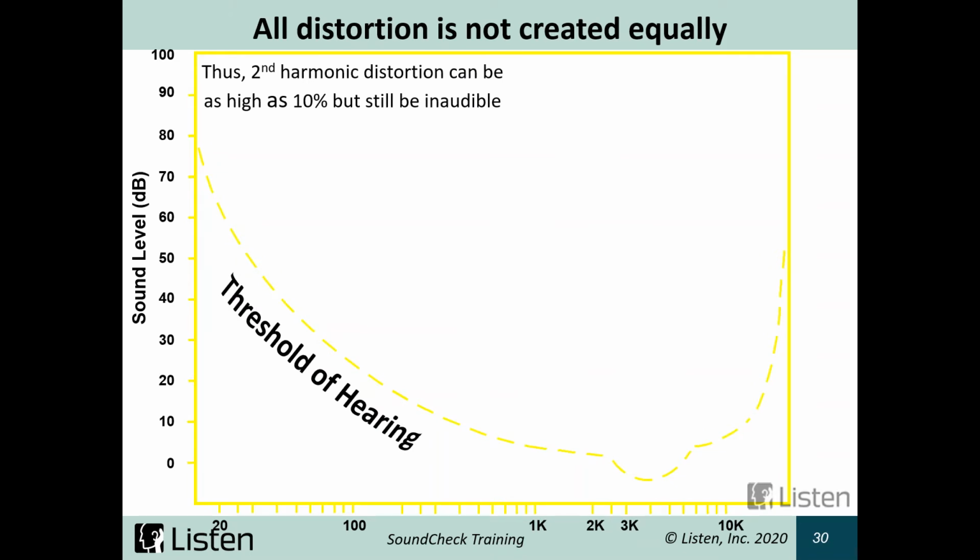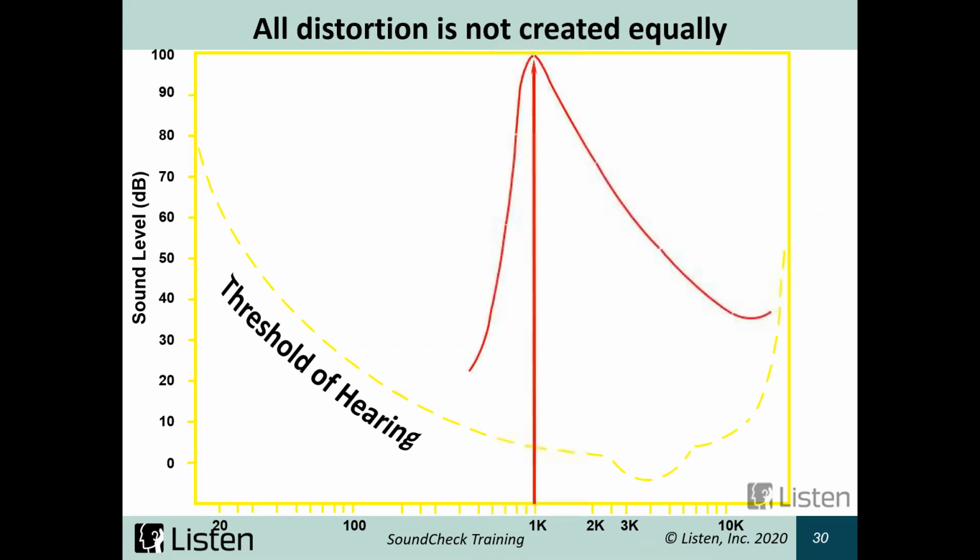So the second harmonic here could be as high as 10%, but still be inaudible. So H2 of 1K is 2K. And that could be only 20 dB down, but the human ear wouldn't be able to hear it because it's getting masked.